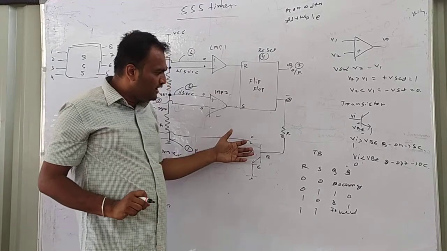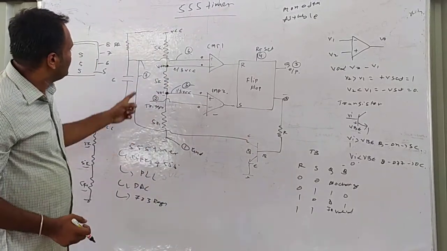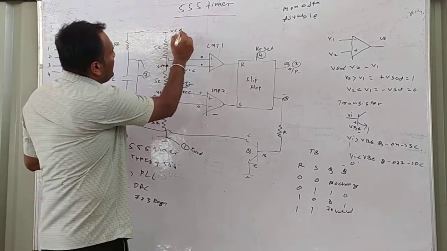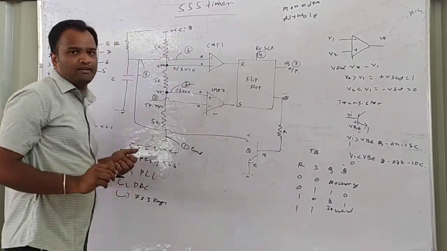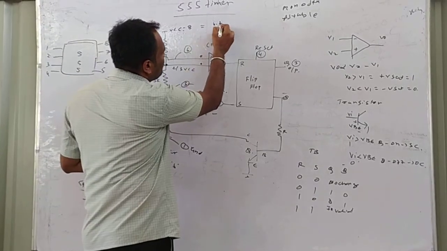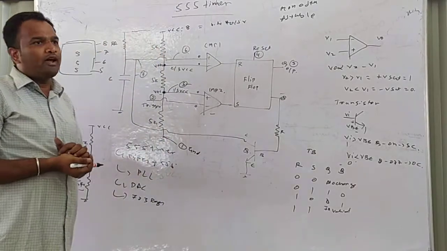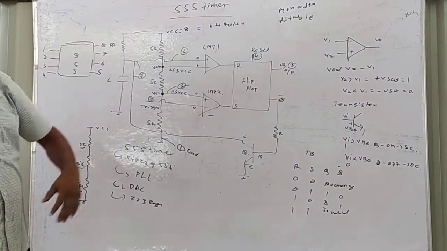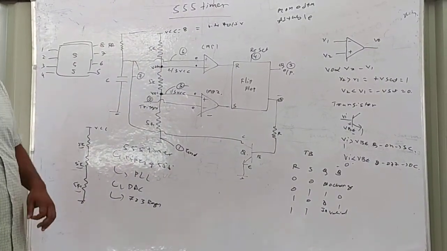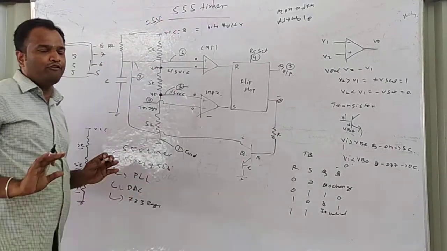So what is the function of this pin? We will see later. This is pin number 7. Now pin number 8 is nothing but your supply, that is VCC. Here VCC can vary from 4.4 volts to 15 volts. You can apply voltage from 4.4 volts to 15 volts. In the lab, we kept 5 volts. Normally we go for 5 volts.